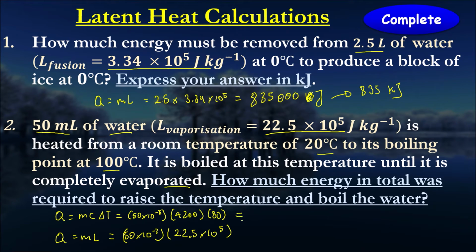Okay, so let's look at what the two values are. So we have 16,800 joules, and we have 112,500 joules. So add those two together, and we've used up approximately 129,300 joules all together.